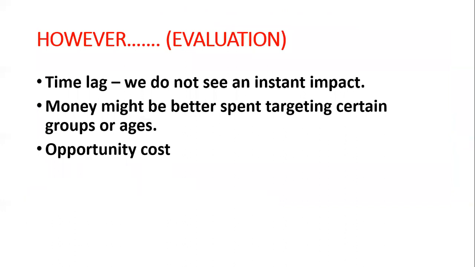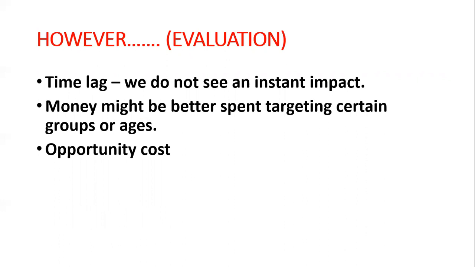However, evaluation. One of the main issues with spending money on education is that it is very, very expensive. There is a time lag with spending money on education. If you were to go from primary school into secondary school and even up to A levels, if you include reception, that's 7 years in primary school and then 7 years in secondary school. That's 14 years of spending to get you to the end of A levels.